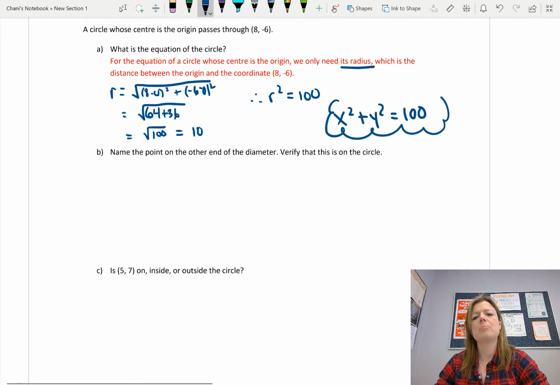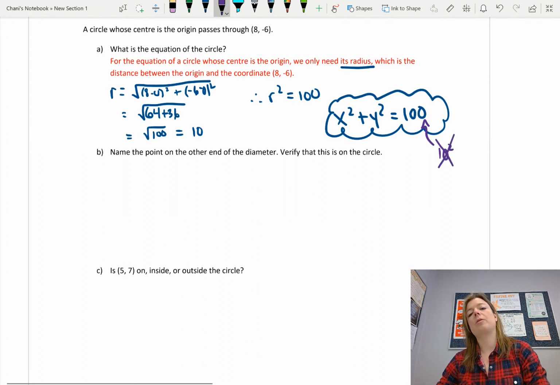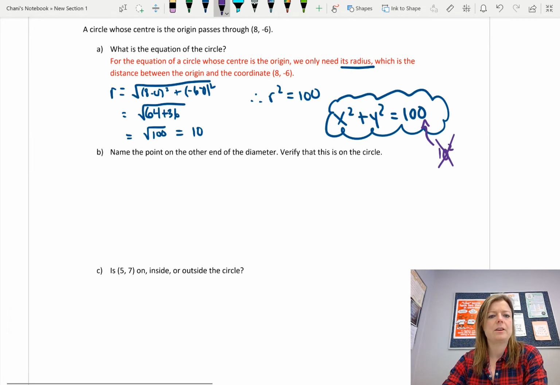Okay, notice I put 100 there and not 10 squared. Okay, don't write 10 squared. That's wrong. You want to actually write the number 100 and then interpret that the radius is 10 from that. Okay, so our radius is 10 units long, and that's the equation of our circle.